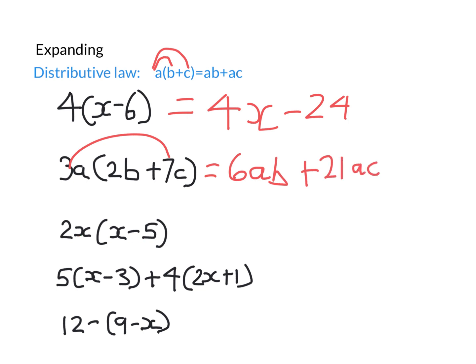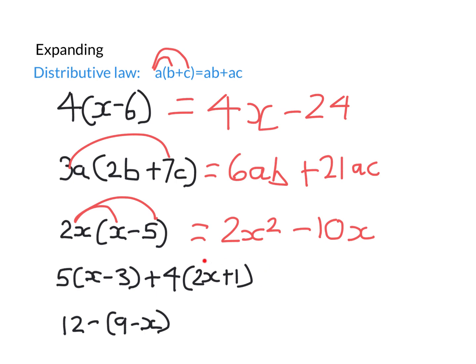So for this one here, we distribute the 2x to the x. So 2x times x is actually 2x squared. 2x times negative 5, 2 times negative 5 is negative 10, and we still have the x. We can't simplify any of these because they are not like terms.